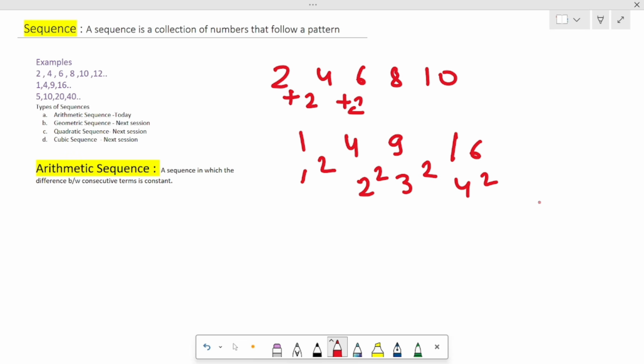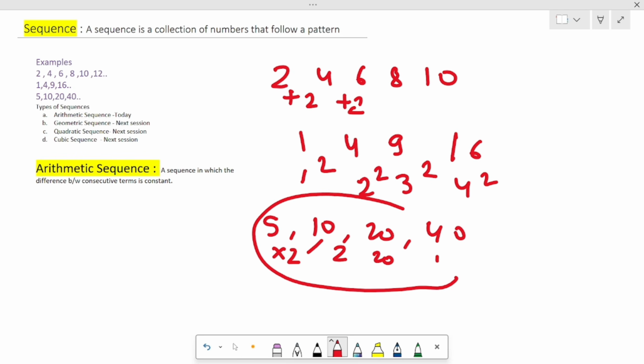Another, the third example of mine, is 5, 10, 20, and then 40. What actually happens here is 5 multiplied by 2 is 10, then 10 multiplied by 2 is 20, and then 20 multiplied by 2 is 40. So that's how it is also following a pattern. So whenever numbers are arranged in a particular pattern, we call it a sequence.